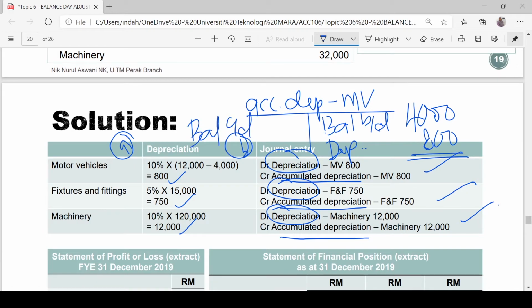So you're going to close this account. You're going to balance off the accumulated depreciation account. So the total is 4,800. That's it. And this will become the balance BD for the following year. So how to show all of this in extract of SOPL and also SOFP?